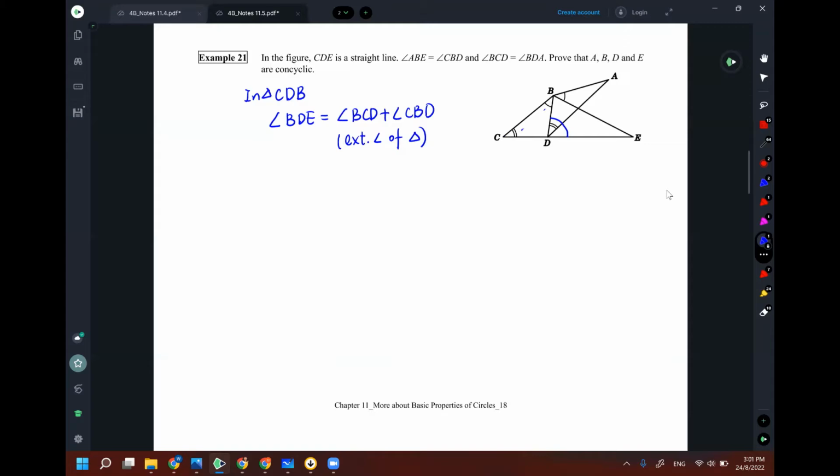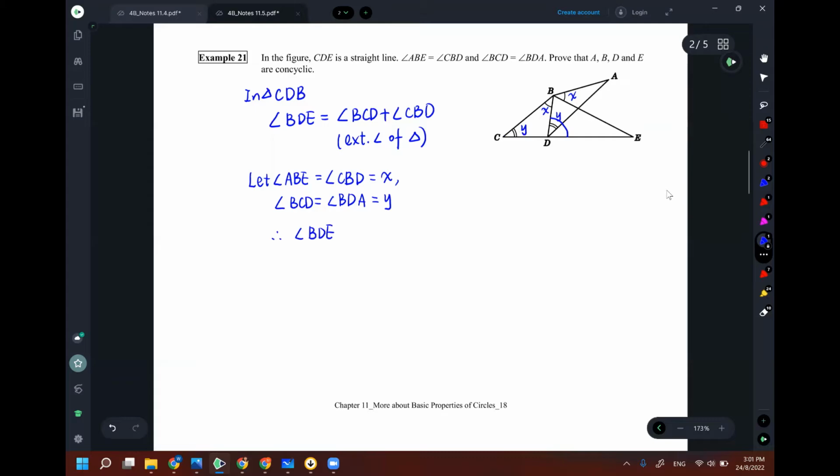Now for convenience, I think it's easier if I use a letter to represent these equal angles. So I'm going to let angle ABE and angle CBD be x, and angle BCD and angle BDA be y. So I have y, x, x and y. Therefore, angle BDE, the exterior angle, equal x plus y.